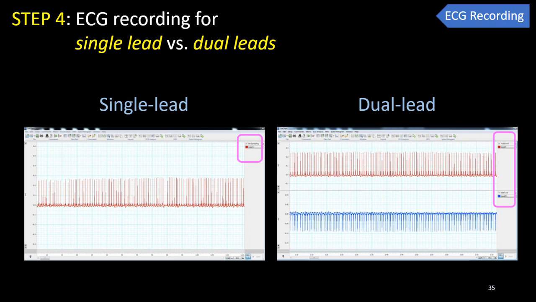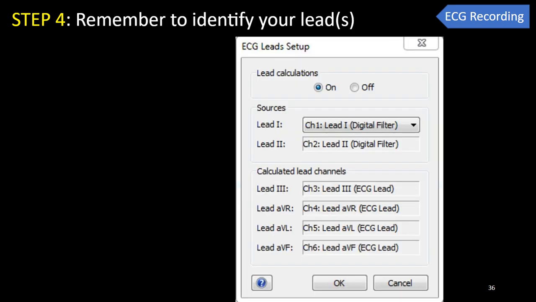And now we are ready for the easiest and most satisfying step, recording ECG. I draw here 2 pink rectangles to remind you of an important step in record keeping, and that is to identify and label your leads. This step is very important for later interpretation, because the ECG is not very meaningful if the lead identity is unknown. As shown in this example, we label the dual channels as lead 1 and lead 2, and the derived channels were also clearly listed.